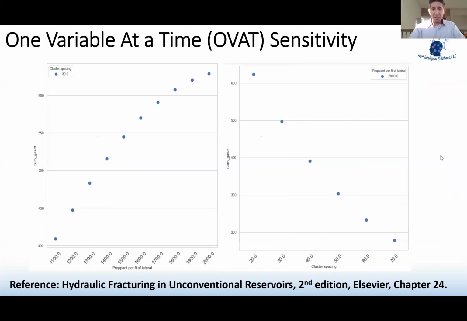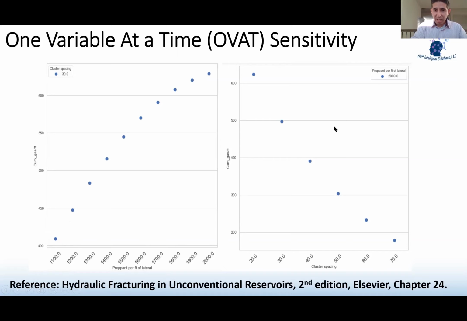So here's what we did. We trained a model, and then after training, we wanted to see the impact of increasing sand per foot from 1,100 pounds per foot to 2,000 pounds per foot on cum gas per foot. As you can see, it is increasing. So we can understand qualitatively, and if the model has high accuracy, quantitatively, the impact of each variable on the target variable, which in this case was cum per foot or EUR per 1,000 feet.